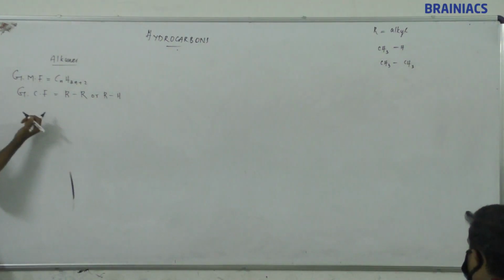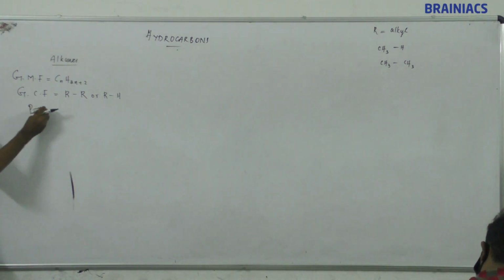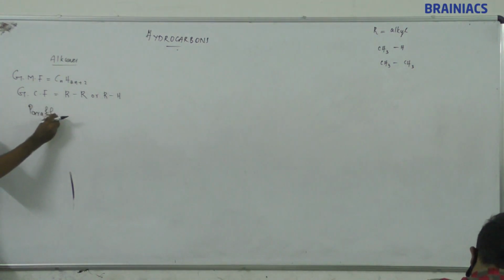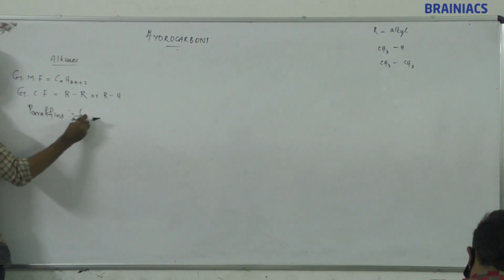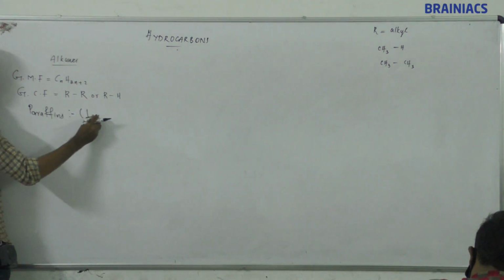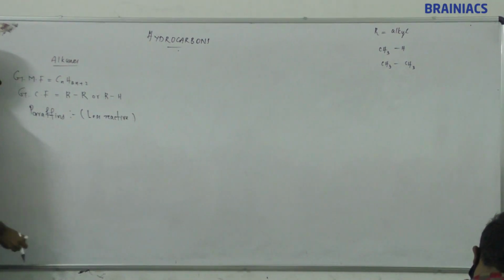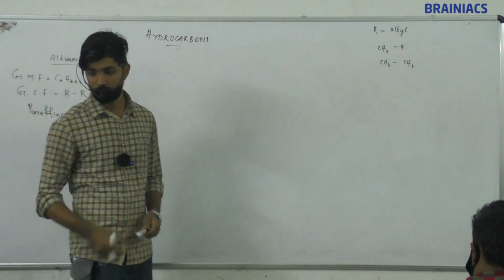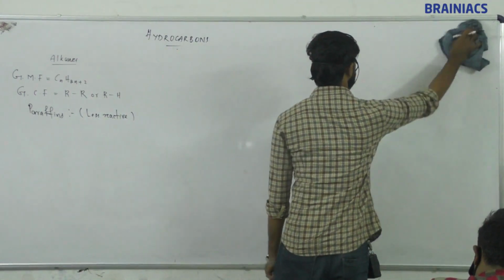Alkanes are also known as paraffins. The term paraffin means less reactive.